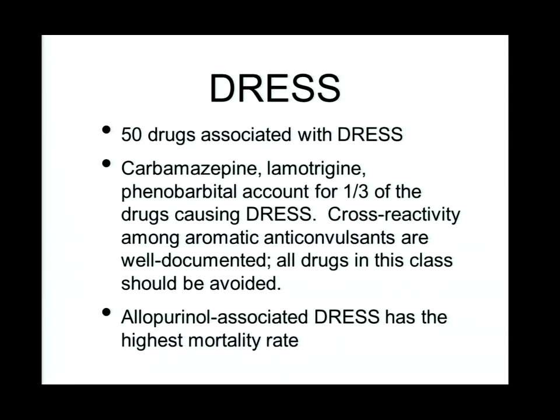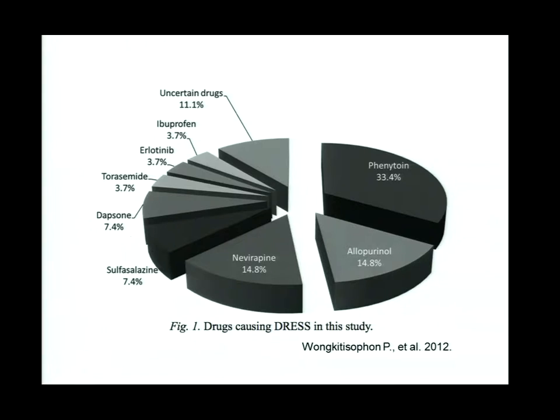DRESS. The carbamazepine, lamotrigine, and phenobarbital account for 1/3 of DRESS drug association. And just to be aware that the cross-reactivity for these aromatic anticonvulsants is well documented. So once you have DRESS to one of them, you should avoid all of them. And then, as we mentioned previously, allopurinol has the highest mortality rate in DRESS-associated drugs.